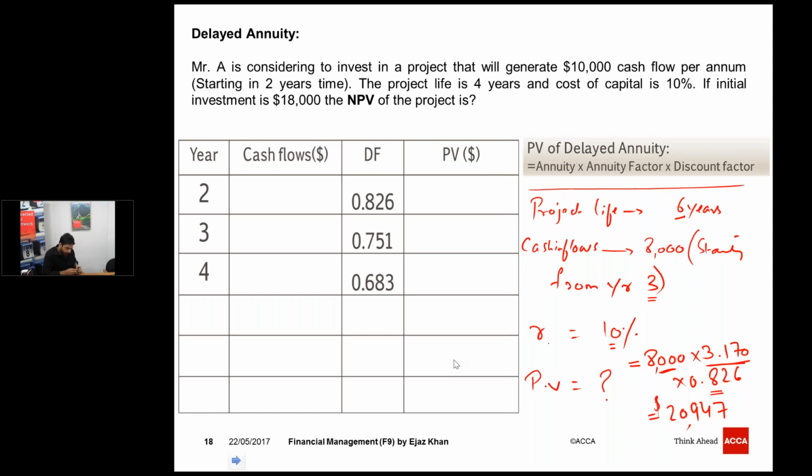Mohammed Abrar, you're saying that the project life is 6 years and you're still receiving cash inflows after 8 years. How can you say that then it's an 8-year project? If you're going to receive your last cash flow in the 8th year, it means that the project is going for 8 years.